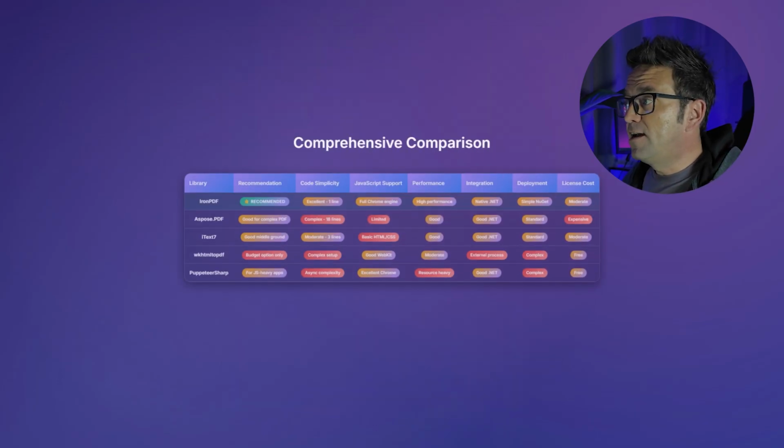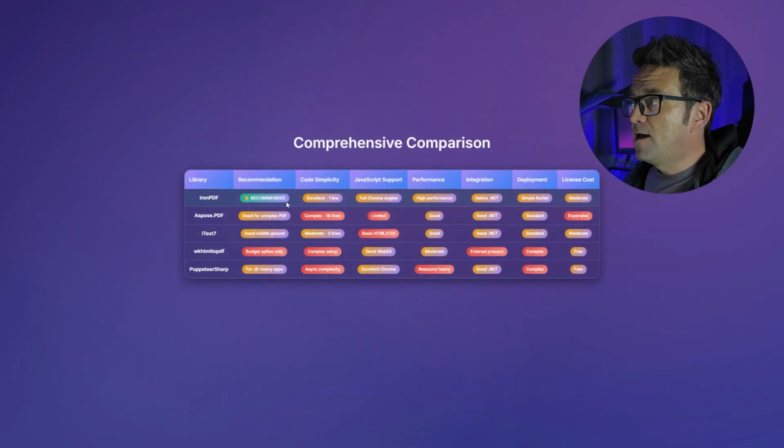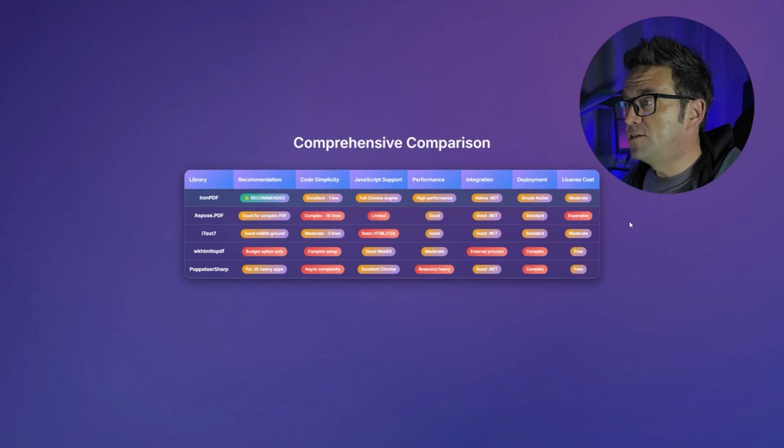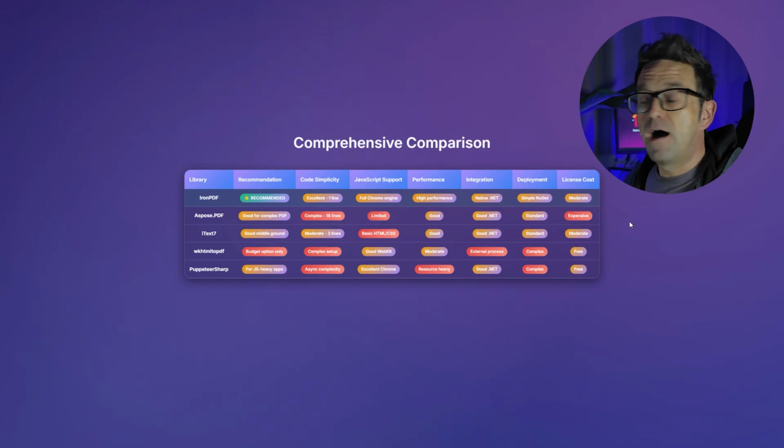So here is a complete side-by-side comparison. As you can see, IronPDF leads with excellent one-line code simplicity, full Chrome engine JavaScript support, high-performance native .NET integration, simple NuGet deployment, and moderate licensing costs. Other libraries either require complex setup, have limited JavaScript support, or involve external dependencies that complicate enterprise deployment.